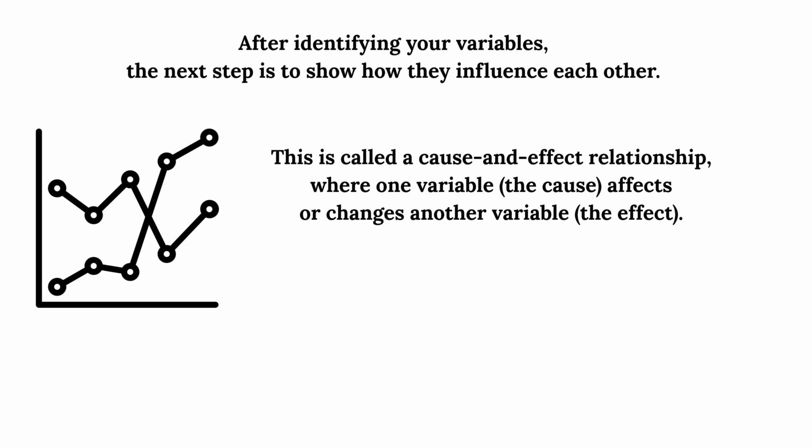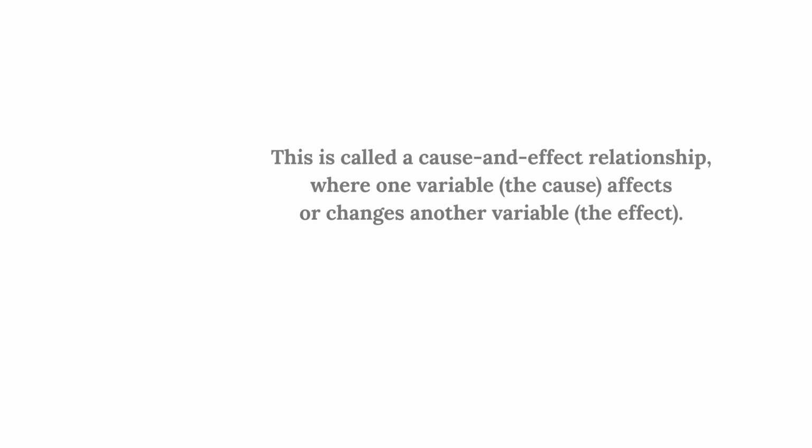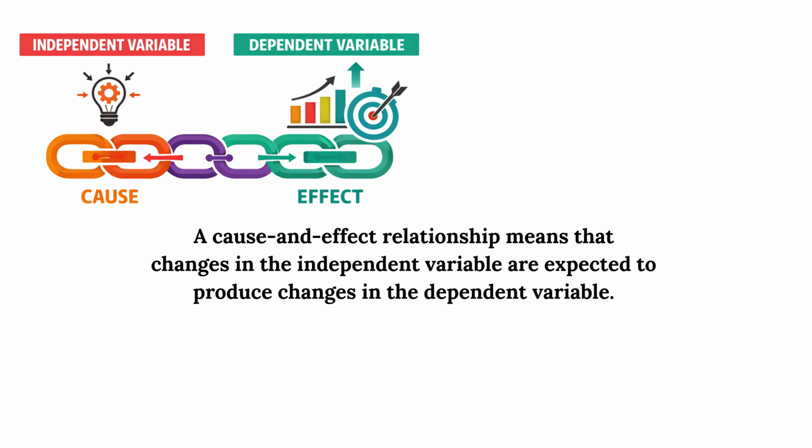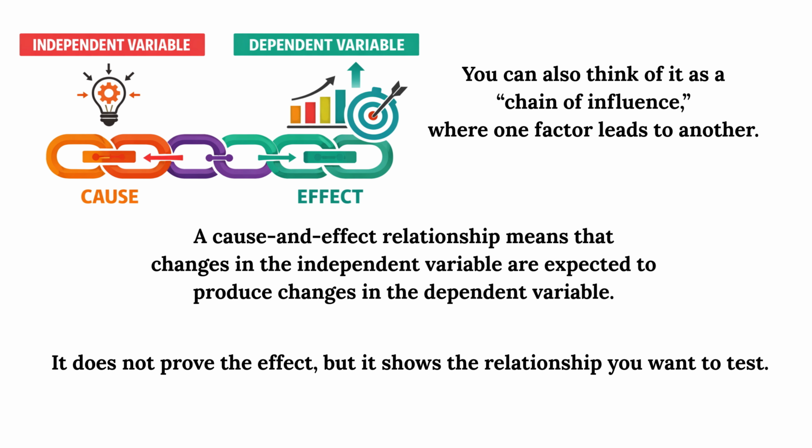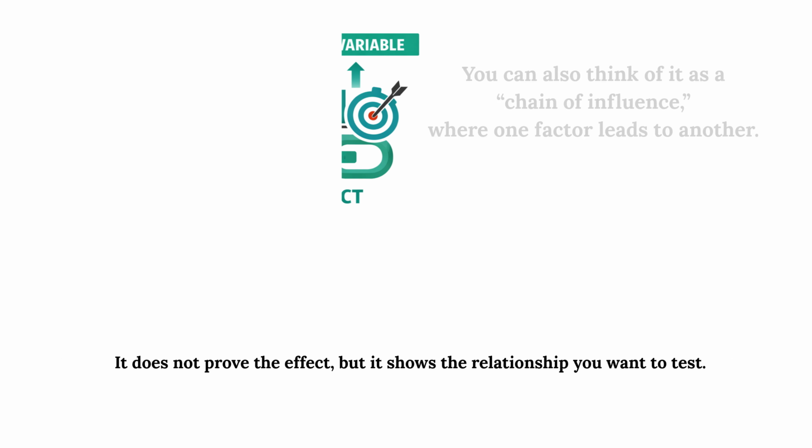This is called a cause and effect relationship, where one variable, the cause, affects or changes another variable, the effect. A cause and effect relationship means that changes in the independent variable are expected to produce changes in the dependent variable. It does not prove the effect, but it shows the relationship you want to test. You can also think of it as a chain of influence, where one factor leads to another.